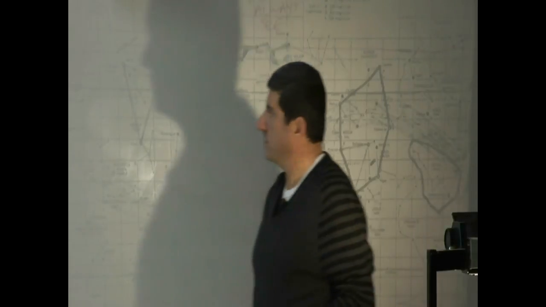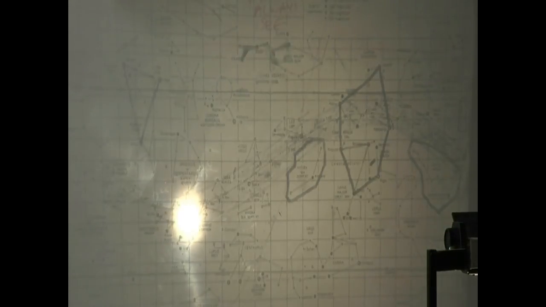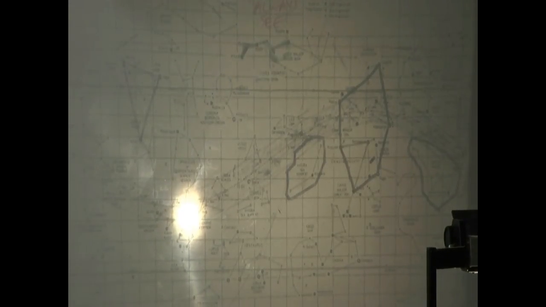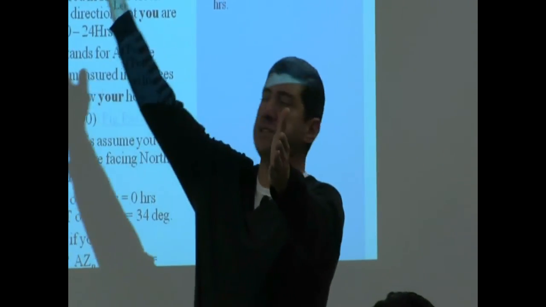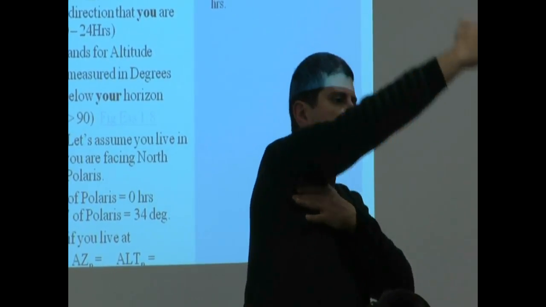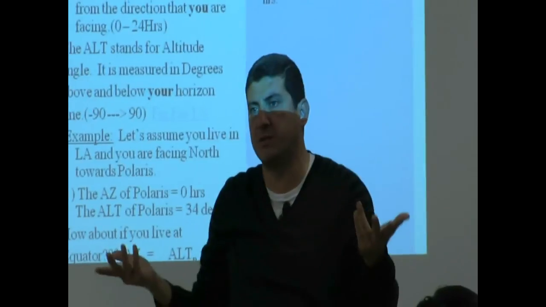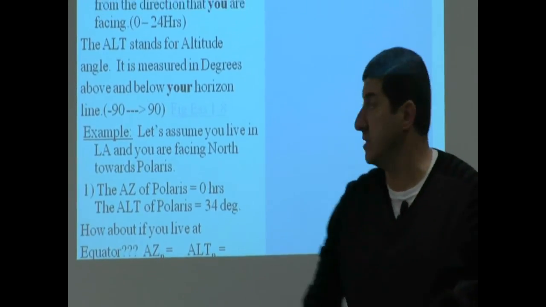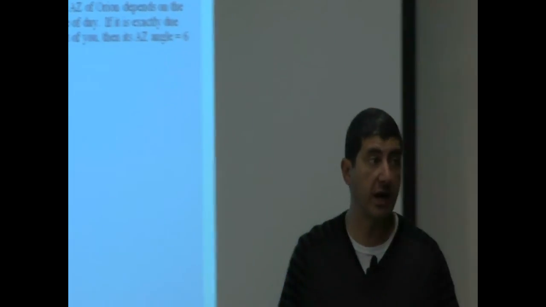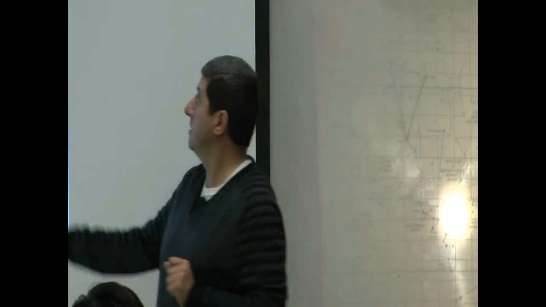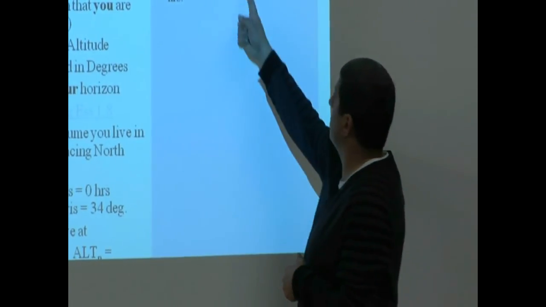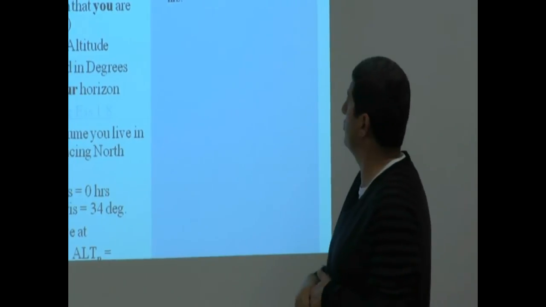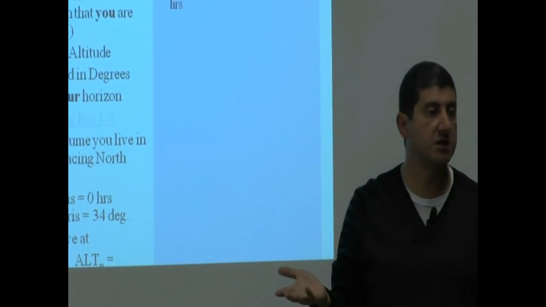Okay, so the azimuth of Orion depends on the time of the day. So I can't tell you the azimuth of Orion is such and such a number because Orion is going to rise, and then it's going to be traveling across the sky, and it's going to be setting. So it depends where it is. But if I worded the question this way, you should be able to answer it. The azimuth of Orion depends on the day. If Orion was exactly due east of you, then what is its azimuth?